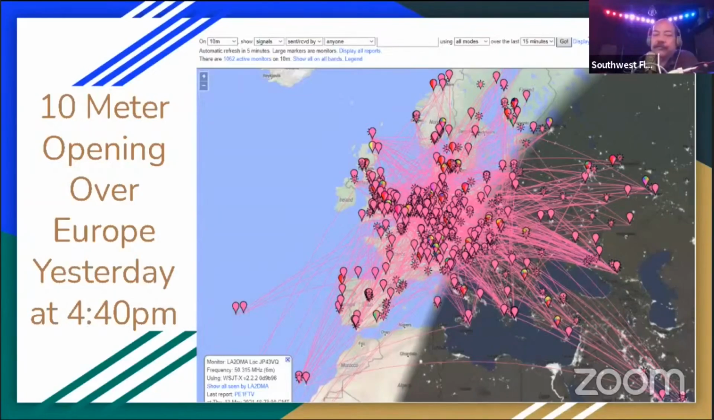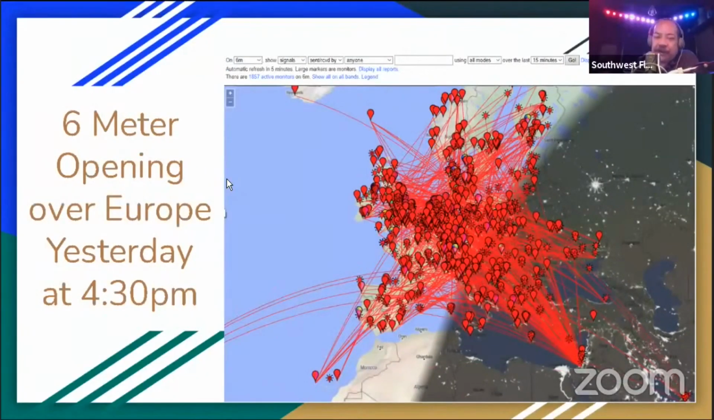This was the number 2 band, and it was running wild yesterday. It was ripping like wildfire through Europe. The only reason it was not the number 1 band yesterday was because 6 meters was the number 1 band in Europe for 2 hours yesterday. It was amazing. It gives me chills. Look at that. That's a lot of 6 meter.